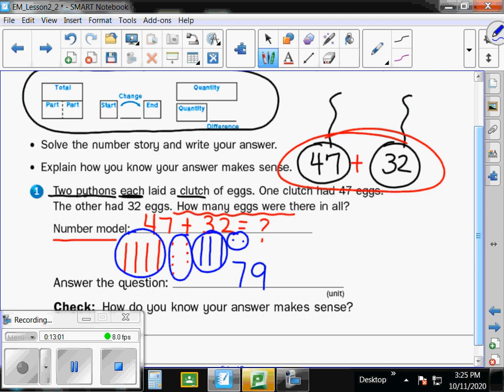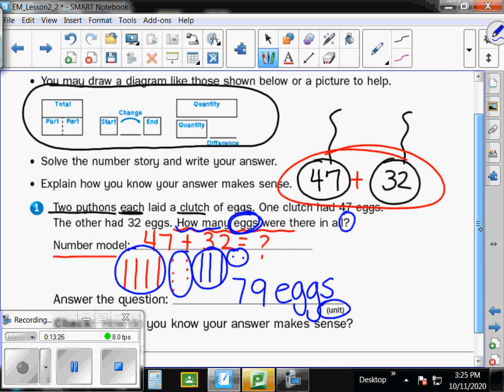Okay. Now, 79 what? Remember that unit. I said label it. 79 what? 79 snakes? Go back and read your question to find your unit. Here's your question. Go back. How many eggs were there in all? So 79 eggs is my answer.